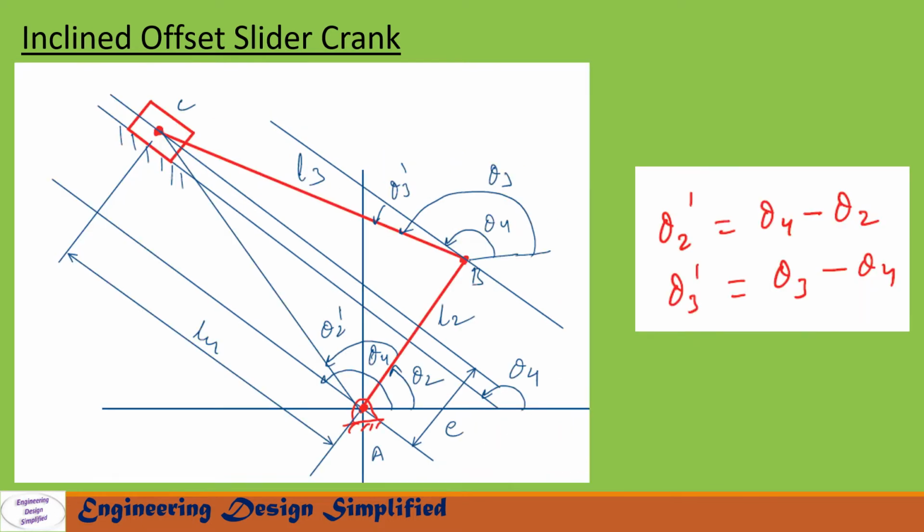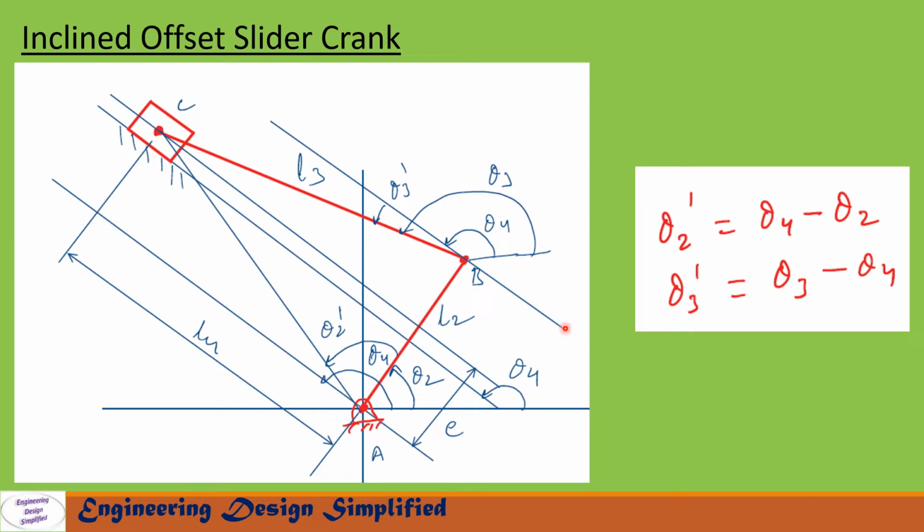Now let us draw a line joining slider center and crank center, and angle between this link L2 and this line is theta 2 prime. Let us call that angle between horizontal and the inclination is theta 4, and angle between crank and horizontal is theta 2. So this theta 2 prime can be written as theta 4 minus theta 2.